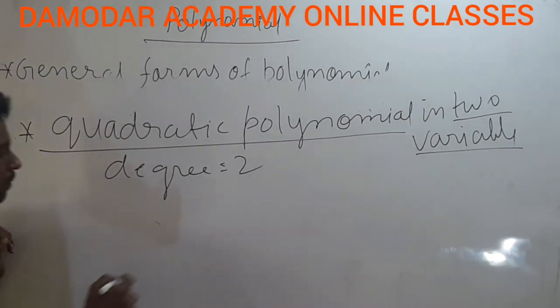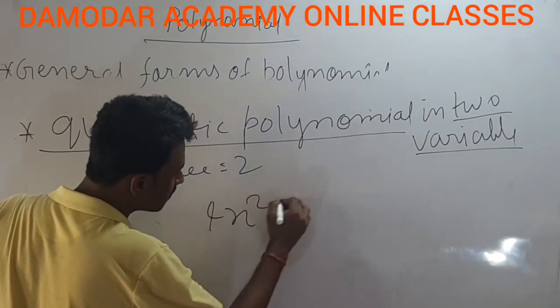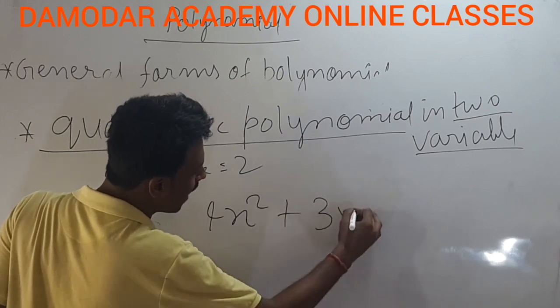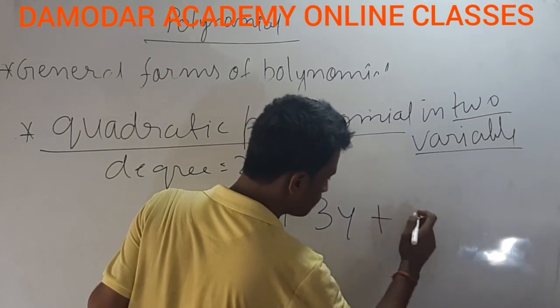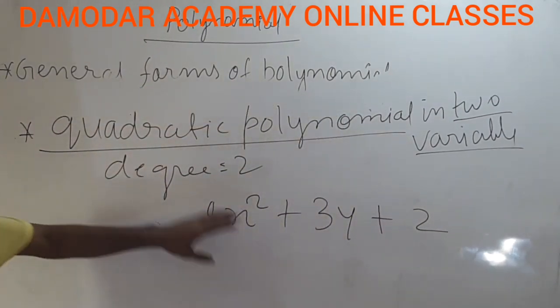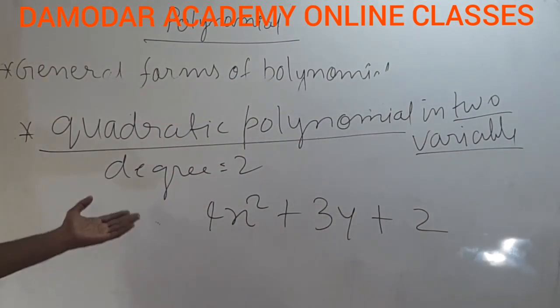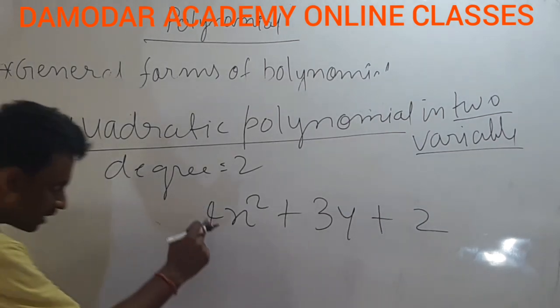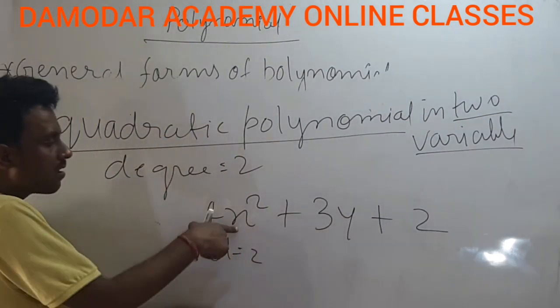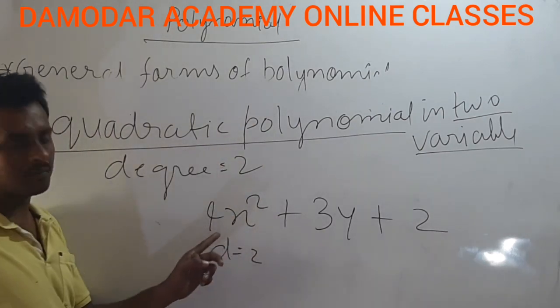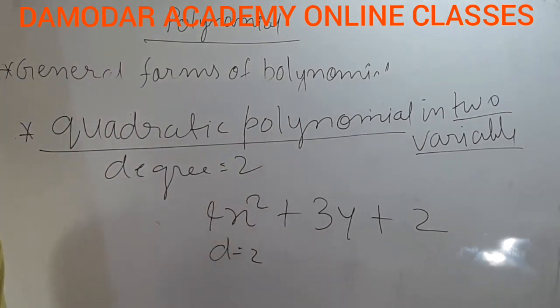Okay, take an example: 4x square plus 3y plus c plus 2. Does this satisfy this condition or not? Let us check. The degree of this polynomial is 2, because the highest power of the variable is 2.